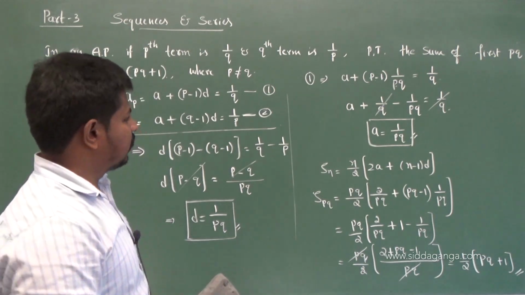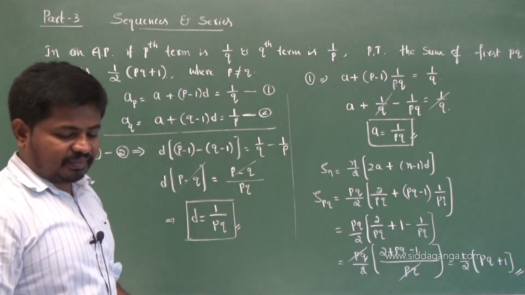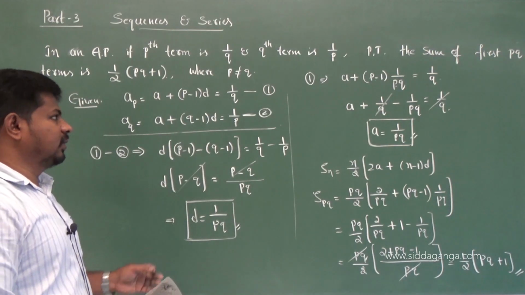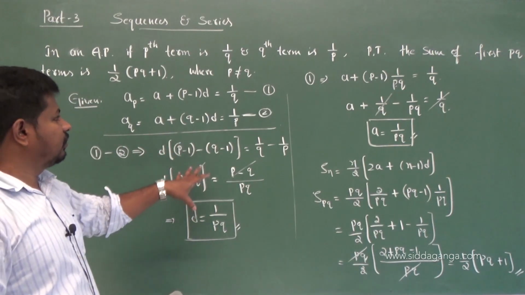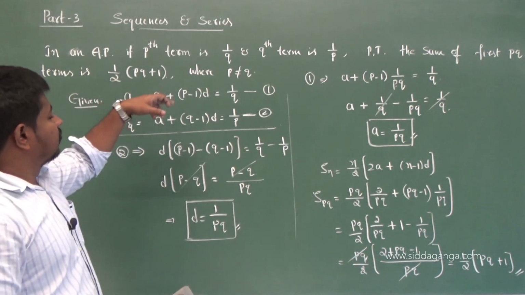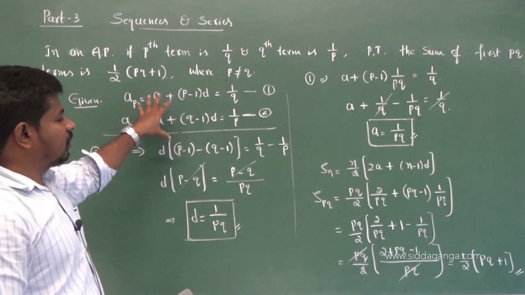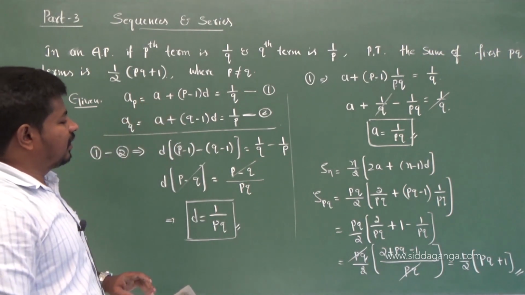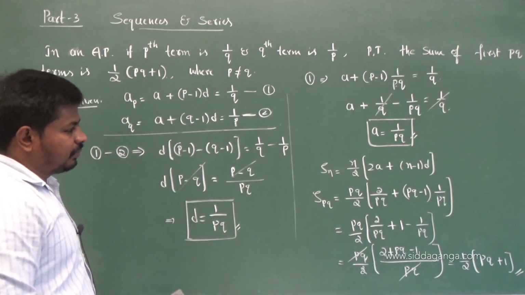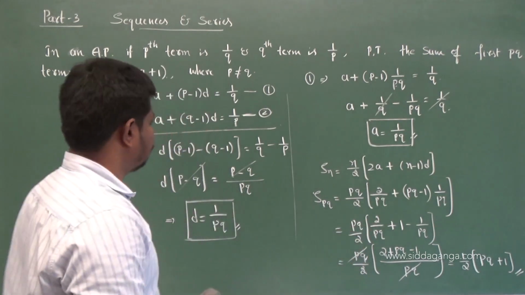Simple one. So students, in AP, whatever they ask, first you have to find a, d and n. So these are all what we do for finding a or d. A is given, no sorry, here the pth term and qth term are given. So by using this data, we have found a as well as d. After that, the sum of the first pq terms will be equal to half of pq plus 1.